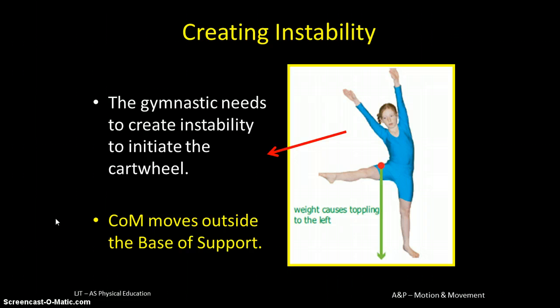So we've looked at centre of mass, and we've looked at the line of gravity and the base of support, and how they are critical in terms of either creating stability or creating instability. But you need to know what factors will change stability. So definitely the height of the centre of mass and the base of support.